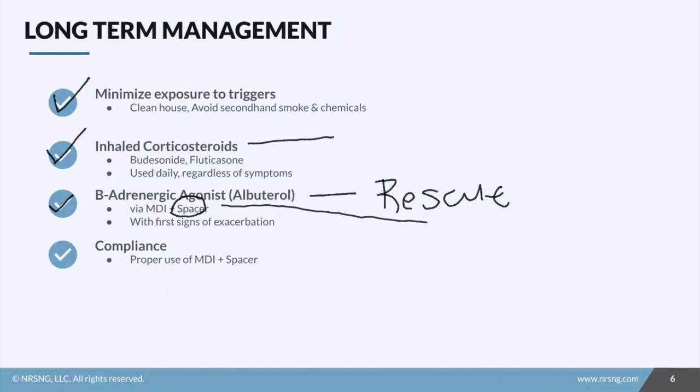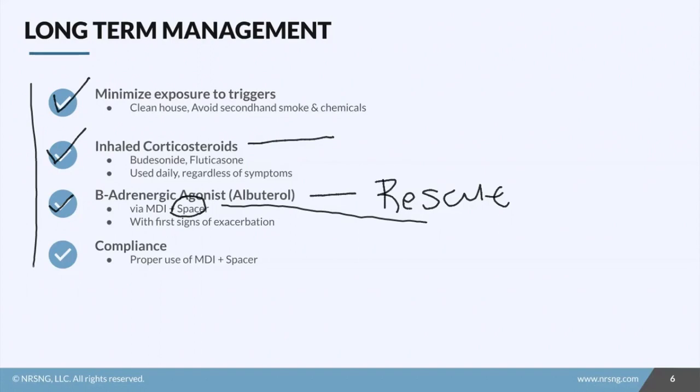Now, like I said, other medications can be added. So we might see that patients are going to have long-acting bronchodilators to help with exercise-induced asthma, or they may have leukotriene modifiers like Singulair to help with allergies. But these things here are going to be your first steps in managing asthma.